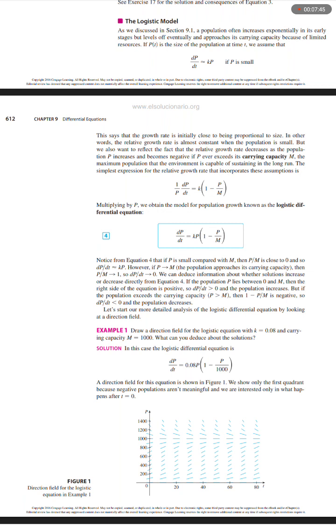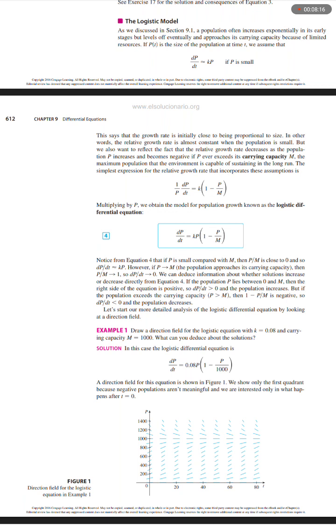Notice from equation 4 that if P is small compared with M, then P over M is close to 0, and so dP over dt is approximately equal to kP. However, if P approaches M, the population approaches its carrying capacity. Then P over M approaches 1, so dP over dt approaches 0.